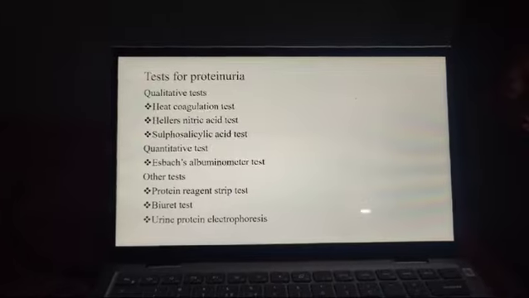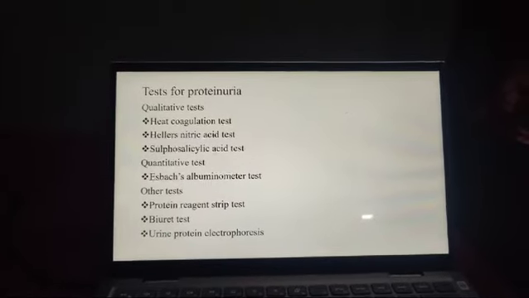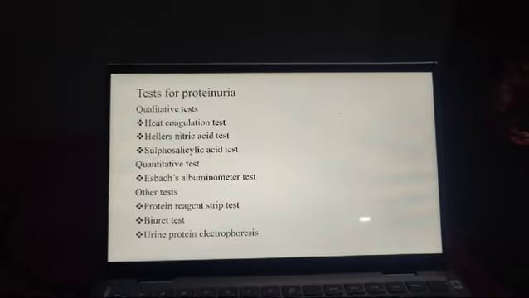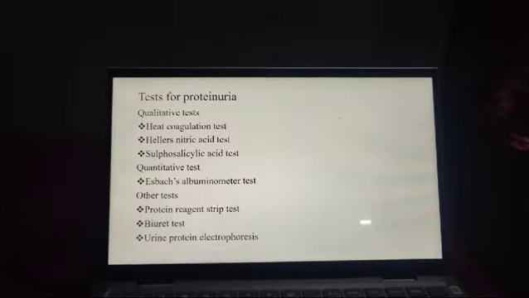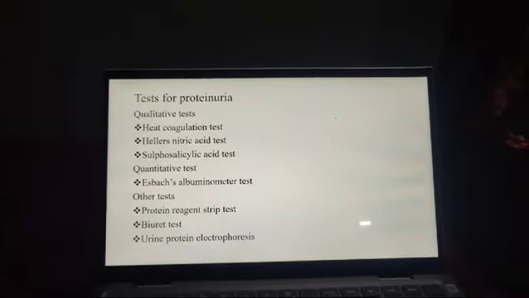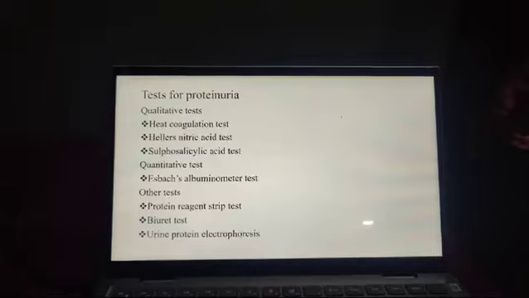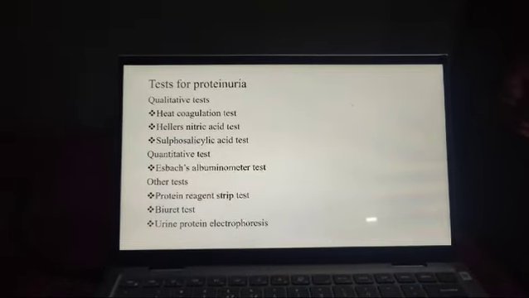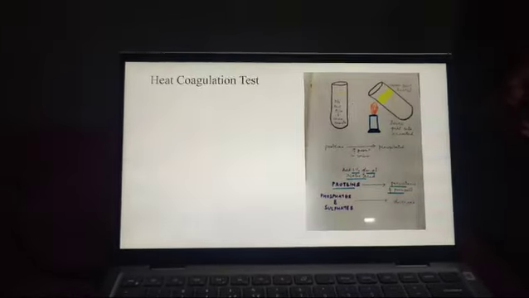What are the tests for proteinuria? We can classify them into qualitative and quantitative. Qualitative: heat coagulation, Heller's nitric acid and sulfosalicylic acid, where we can grade the proteinuria. Quantitative tests, whether proteins are present or absent: Esbach's albuminometer tests. Other tests are the protein reagent strip method, biuret test and electrophoresis for urine proteins.